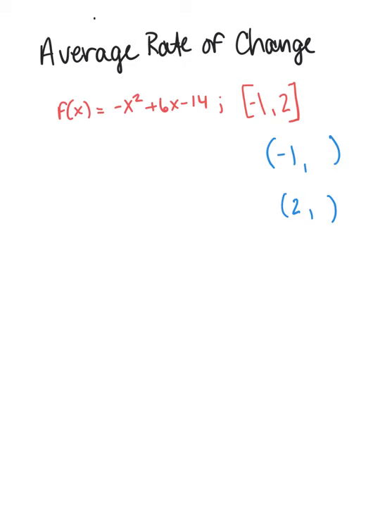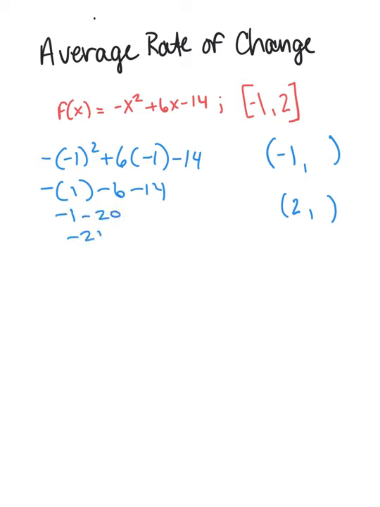How do I find the Y values? I plug in those X coordinates. So -1 squared plus 6 times -1 minus 14. And then I'm going to simplify. So -1 squared is 1, minus 6 minus 14. So -1 minus 20, so -21. So this is -21.